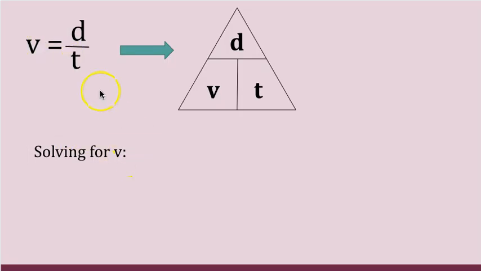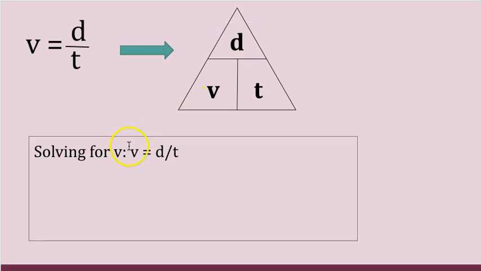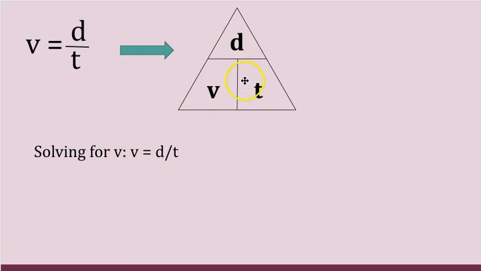If we're solving for V, it's kind of easy, but I'll start with that one. If I'm solving for V, what we do is we cover up V in the triangle. Once I cover it up, I look at what's left. I'm left with D and T, but you have to notice that D is above T. So what that means is V is equal to D over T, or D divided by T. So the placement is important.